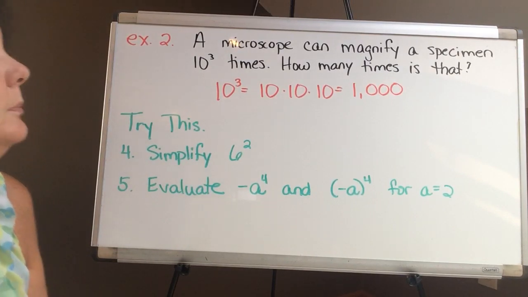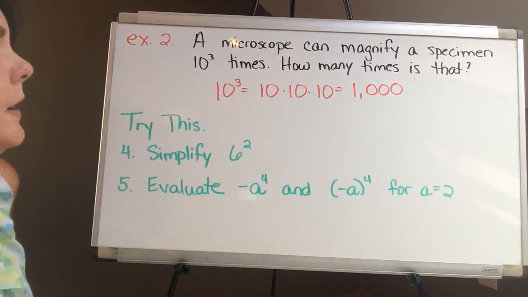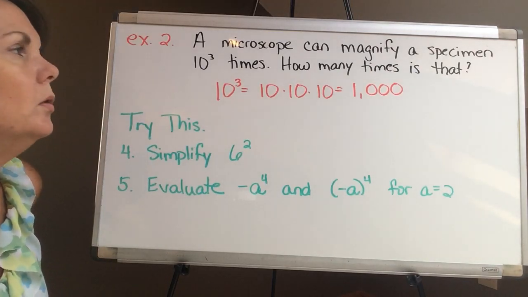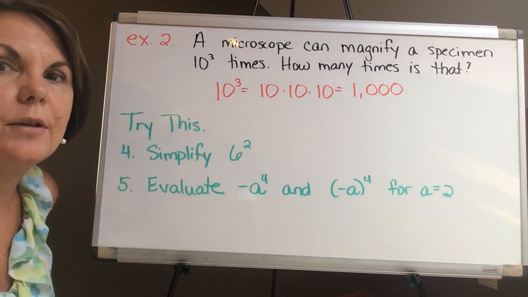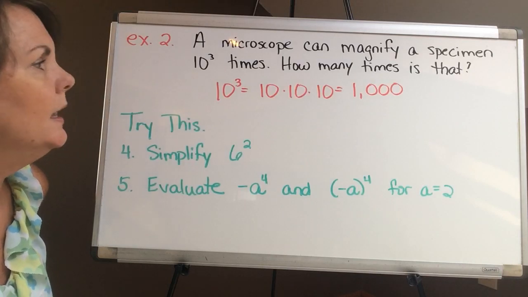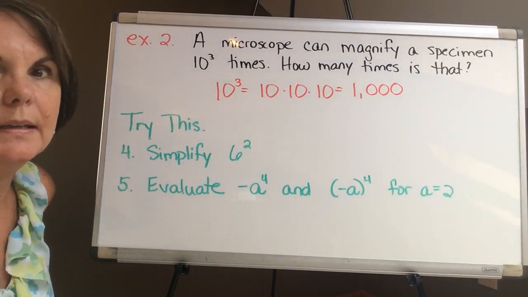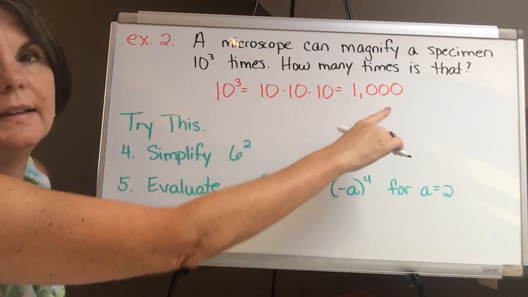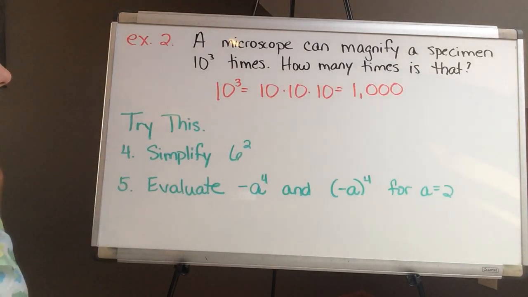Look at example 2. A microscope can magnify a specimen 10 to the 3rd times. How many times is that? Well, how would I write that out? I want to now solve this. 10 to the 3rd is 10, which is my base, times 10 times 10, which 10 times 10 is 100, times 10 is 1,000.